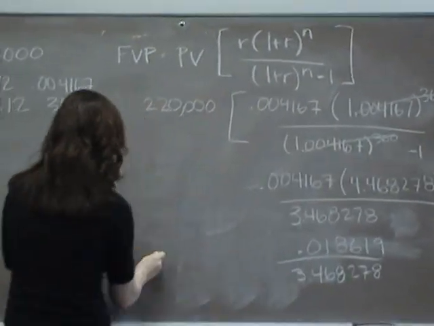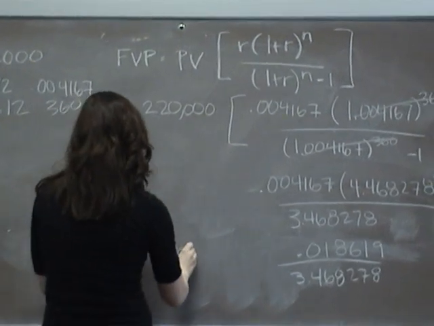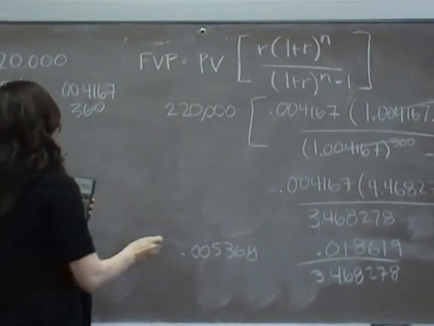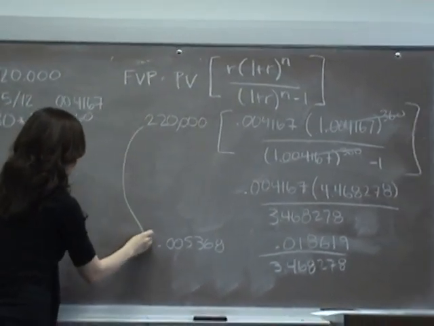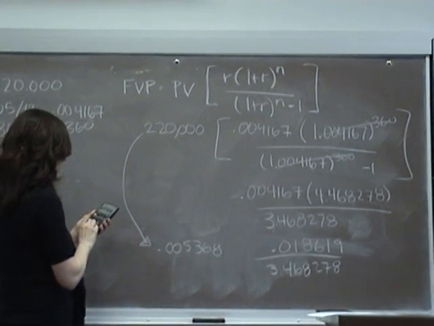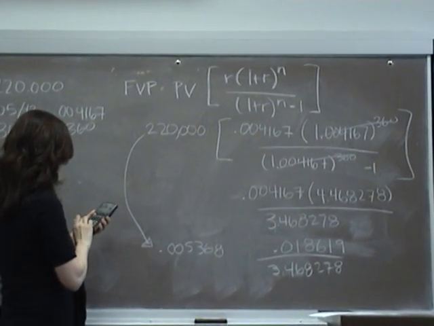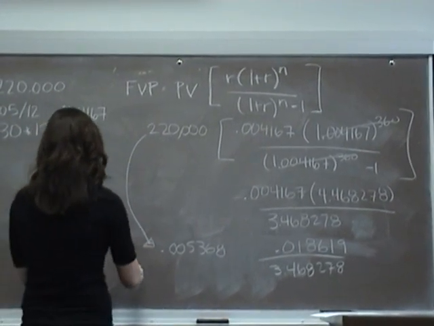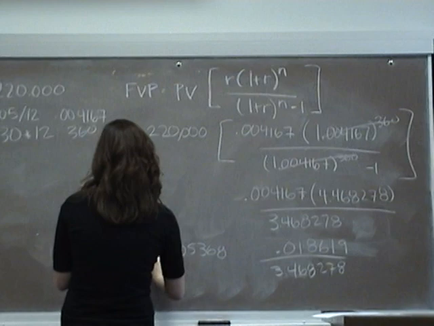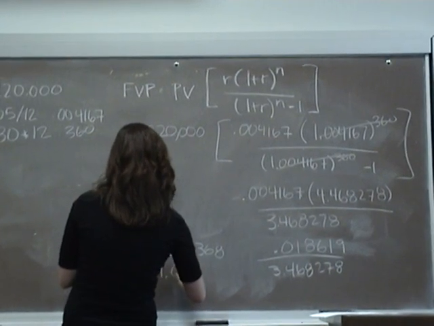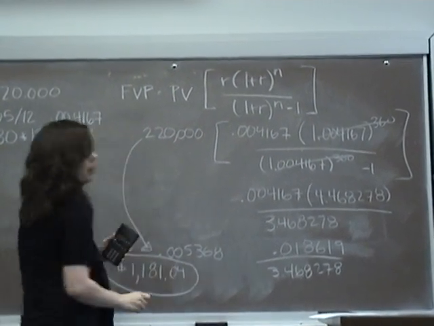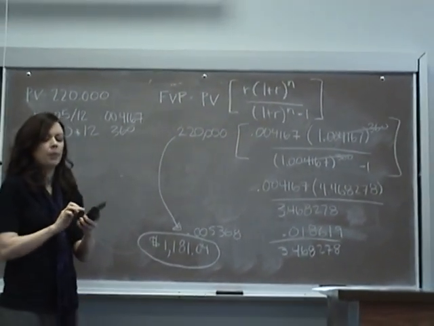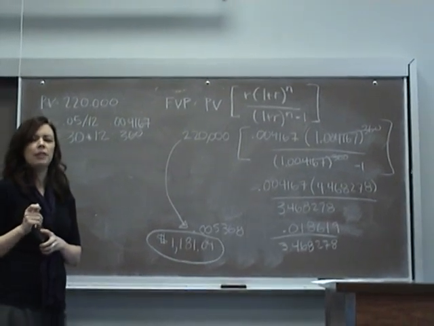I'm just going to come over here and I get 0.005368. I left my present value hanging like I always do. And I need to multiply that in. So my monthly mortgage payment is going to be $1,181.04. So every month that I have that mortgage, that's what I am then going to pay. So this is an example of the FVP formula.